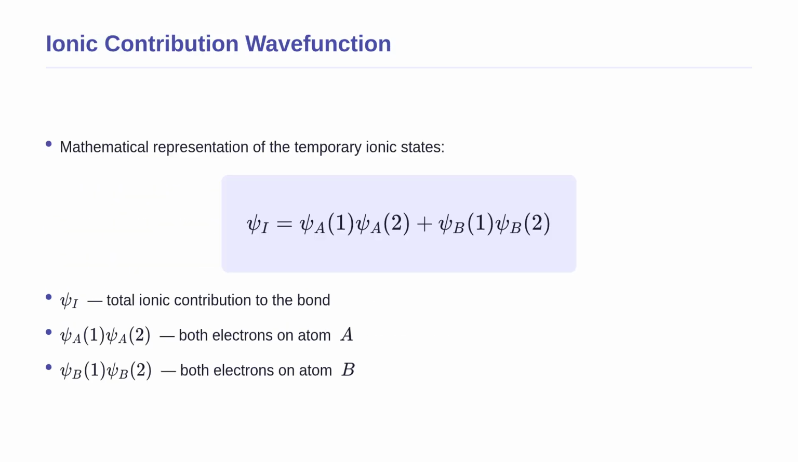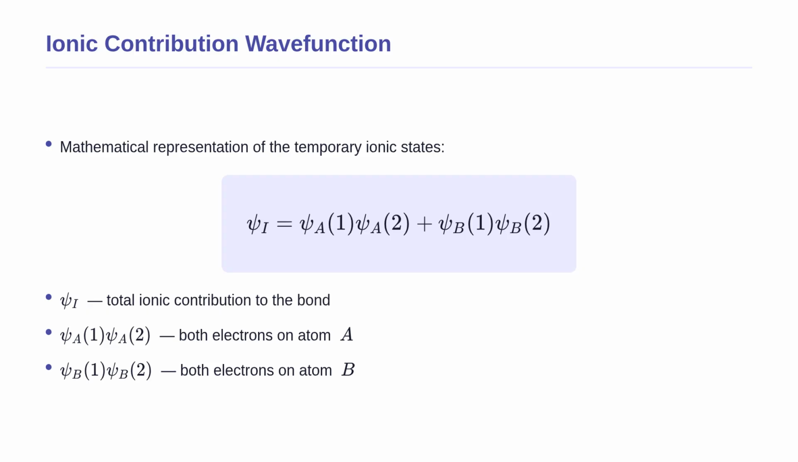To account for these temporary charged states, Linus Pauling wrote a new equation. Here, psi I represents the total ionic contribution to the chemical bond. The first term describes the situation where both electron 1 and electron 2 are sitting on atom A, making it a negative ion. The second term describes the exact opposite situation, where both electrons are sitting on atom B.